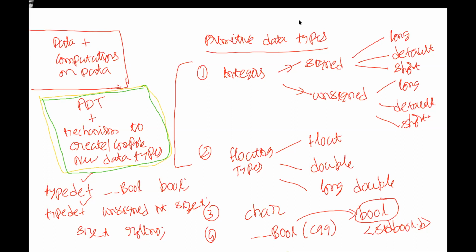And each of these data types will be allocated memory. For example, for integers, the long integer may be allocated 8 bytes of memory, and the default integer, in many machines, could be allocated 4 bytes, and a short integer may be allocated 2 bytes of memory. And the same, even unsigned or signed, it would be the same.